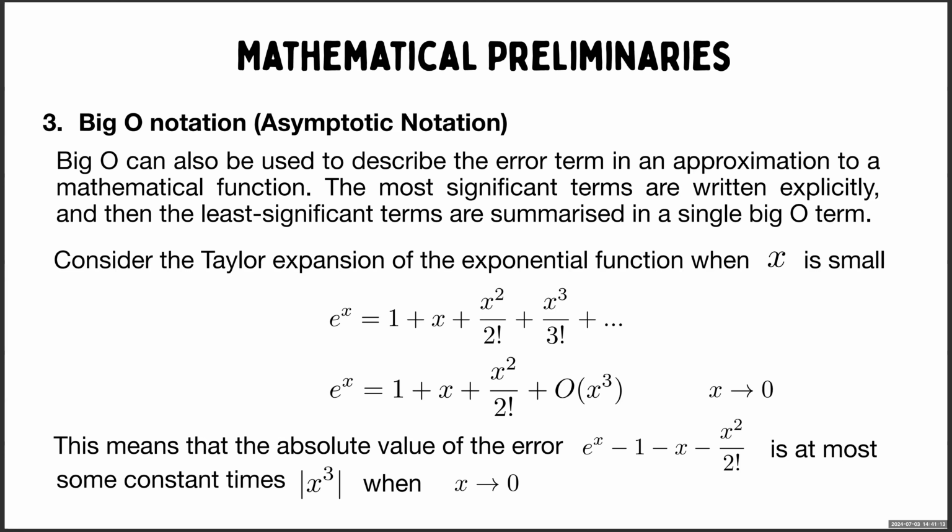And all this means is that the error, which is the difference between the exponential function and these three terms here, is at most some constant times the absolute value of x cubed as x approaches 0. So all it allows us to do is describe what is the limiting behavior, or what function bounds the error term when you make this truncation of your series expansion. So this we're going to use quite a bit because we're doing approximations of the exponential function. So we'll see this a lot in quantum simulation.